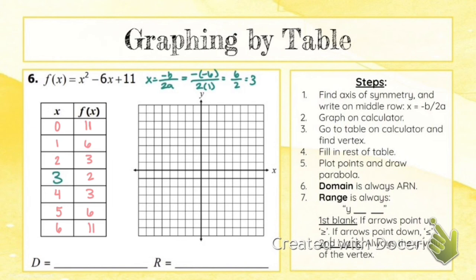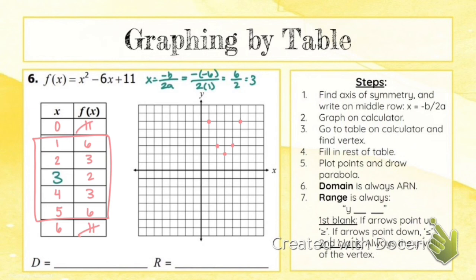Okay, so now we need to plot these points. We don't have 11s on our graph, so we're not going to graph those points. But we can graph the other 5. So 1, 6. That's over 1 and up 6. Then we have 2, 3. Over 2, up 3. 3, 2 is over 3, up 2. Over 4, up 3. And over 5, up 6.